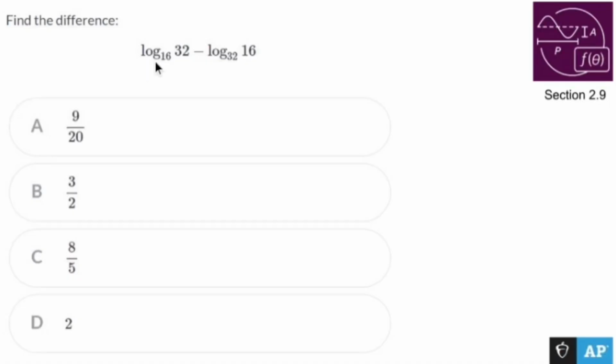Find the difference. Log base 16 of 32 minus log base 32 of 16. No calculator, so I have to do this the old-fashioned way. I know that a log written as log base b of y equals x can be rewritten as b to the x equals y. So this is what I'm going to do. I'm going to do the left side, and then be a little lazy about it. Let's focus on just the left side, and then I'll use that as a shortcut to find the right side.